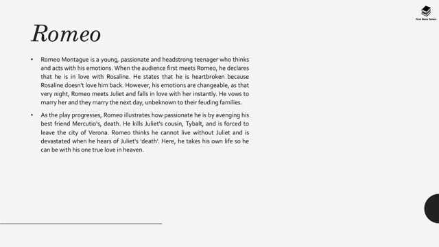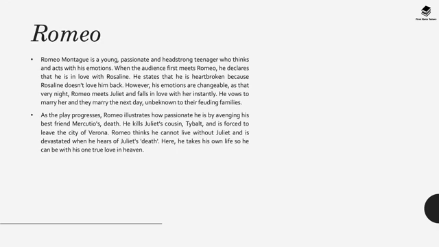However, his emotions show that they are changeable, as that very night when he's mourning and showing his melancholy for Rosaline's unrequited love, he meets and falls in love with Juliet, very passionately so, and then he vows to marry her, and they marry the very next day, unbeknown to the feuding families.